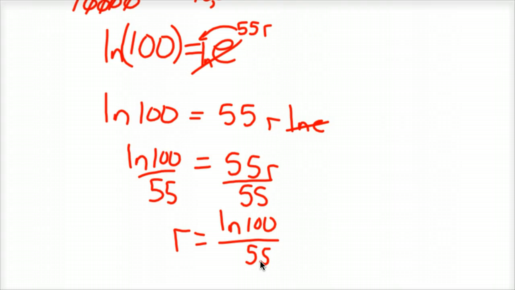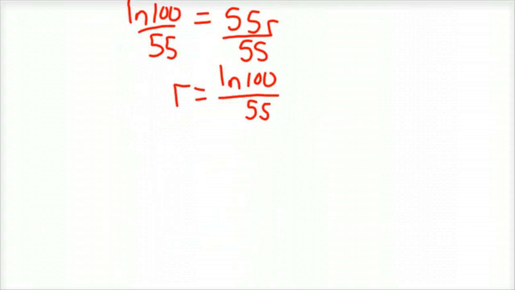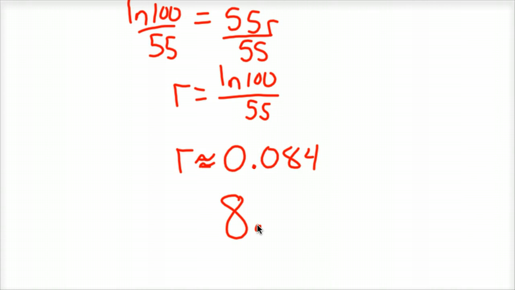And when you take natural log of 100 divided by 55, you get a rate of growth of 0.084, approximately. I'm rounding, of course. And so if you invest $10,000 and you get 8.4% interest compounded continuously, you will end up with $1 million when you turn 55. So we need to invest it at 8.4%. Well, that's a pretty hefty rate. That'd be nice. I wish my portfolio was gaining at 8.4%, but it is not right now.